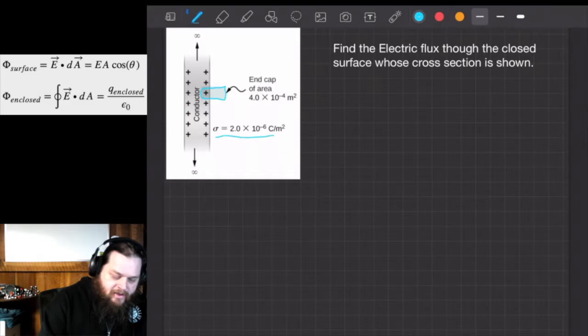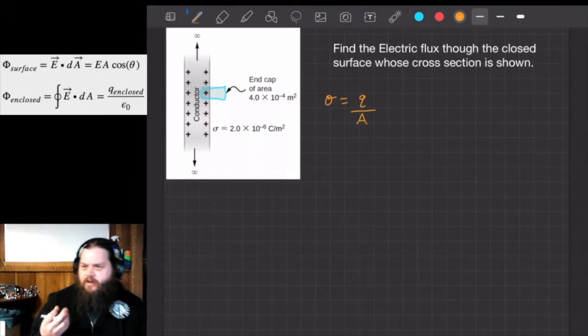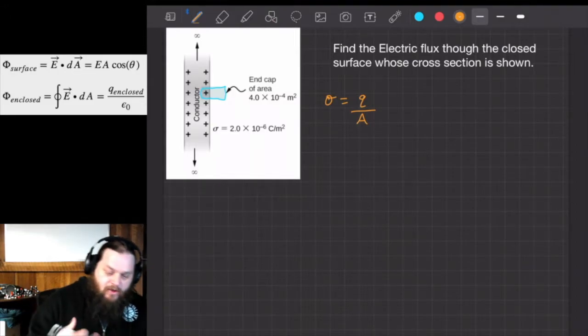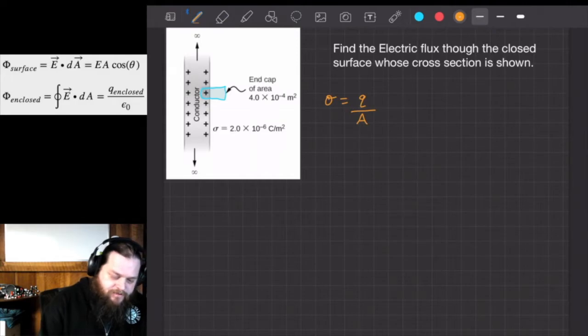In this case, that charge density is sigma, because if we remember, sigma is equal to Q divided by A, the area. So the charge that's along the total conductor divided by A. So in this case, we have this charge density going through there, and that's going to be equal to 2.0 times 10 to the negative 6. Those are in coulombs per meter squared.